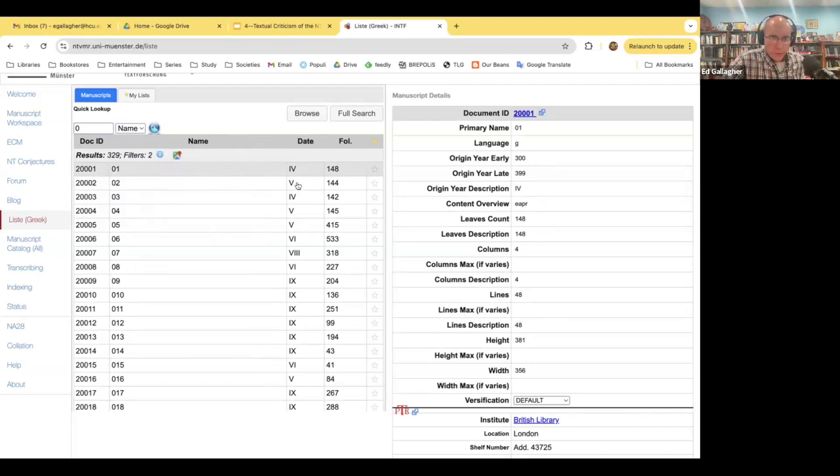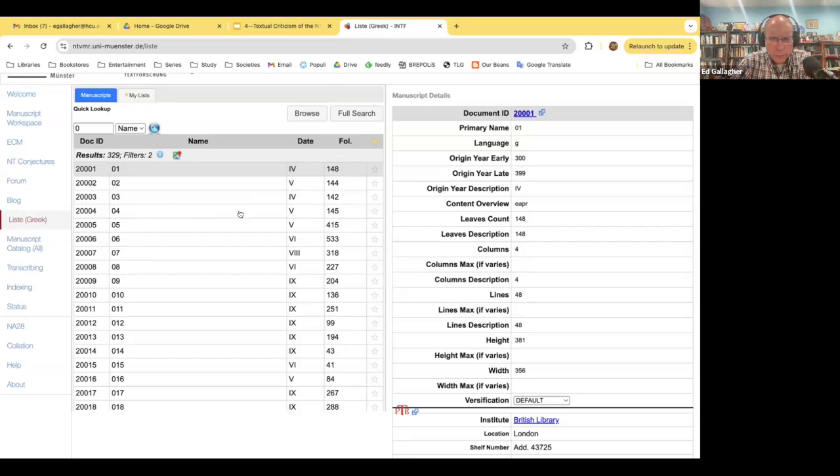02, that's Codex Alexandrinus from the 5th century. 03 is Codex Vaticanus from the 4th century. Those are the big three, by the way. Those are the big three manuscripts that are super famous. Some others are famous as well.